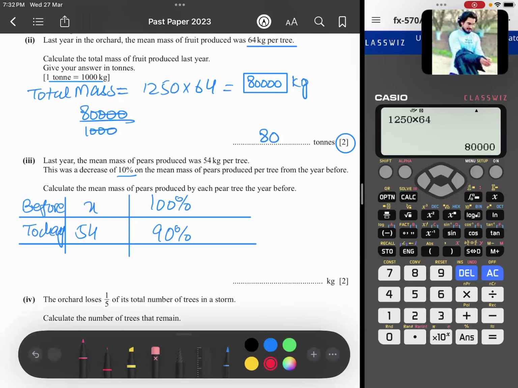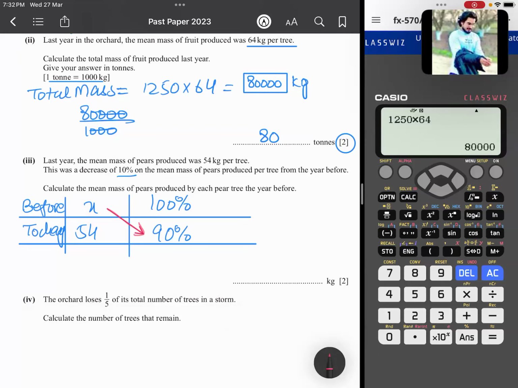So we are finding the mean production the year before. Just simply cross multiplication: 90% x or 90x is equal to 54 multiplied by 100, cancel percentage, divide by 90 on both sides. So 54 multiplied by 100 and divided by 90. So that was 60 kg.